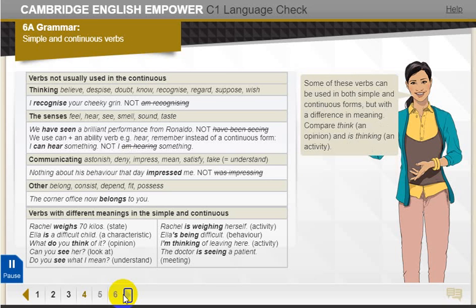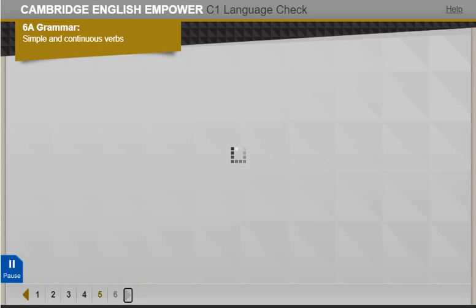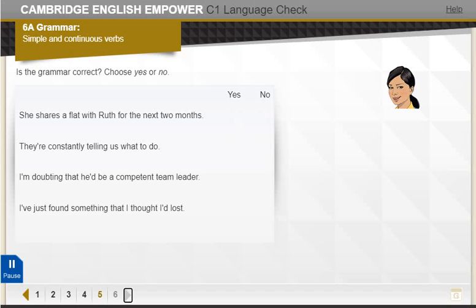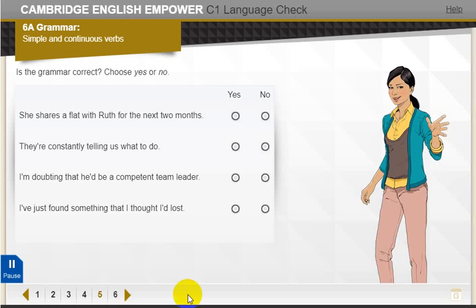Some of these verbs can be used in both simple and continuous forms, but with a difference in meaning. Compare think, an opinion, and is thinking, an activity. When you are ready, go to the activity. Grammar correct. Choose yes or no.